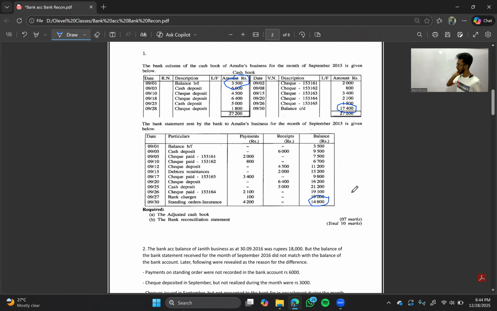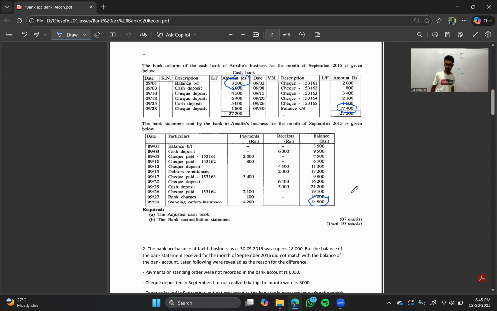14,800. That means on the first of the particular month, the opening balance of this bank account is 3,500. And then at the end of the month, the balance is 17,400 in the bank account. The bank statement says the beginning balance was 3,500, but at the end of the month it was 14,800. That means the bank account is higher than the bank statement. So there can be some differences.